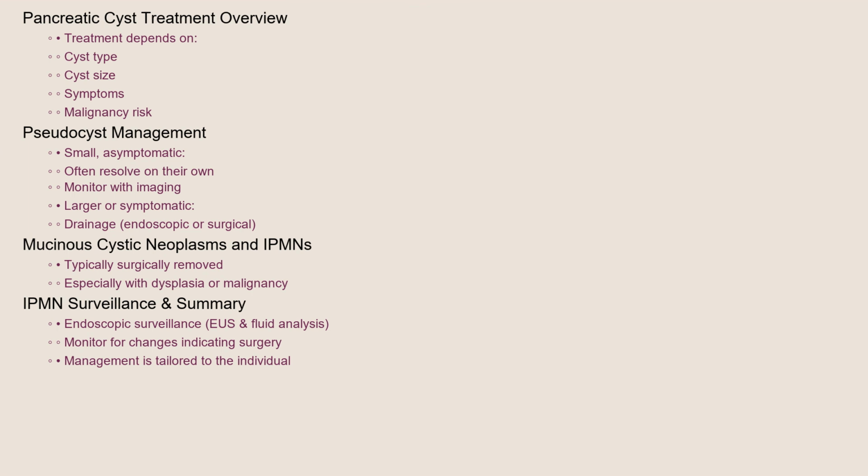Treatment for pancreatic cysts depends on several factors, including the type of cyst, its size, its symptoms, and the risk of malignancy. Small asymptomatic pseudocysts often resolve on their own and may only require monitoring with periodic imaging. Larger or symptomatic pseudocysts can be drained, either endoscopically or surgically. Mucinous cystic neoplasms and IPMNs are typically surgically removed, especially if they show signs of dysplasia or malignancy. Endoscopic surveillance with EUS and fluid analysis is recommended for many patients with IPMNs to monitor for changes that might indicate the need for surgery. Overall, management is tailored to the individual patient and the specific characteristics of their cyst.